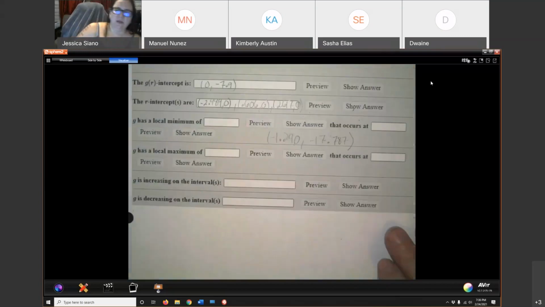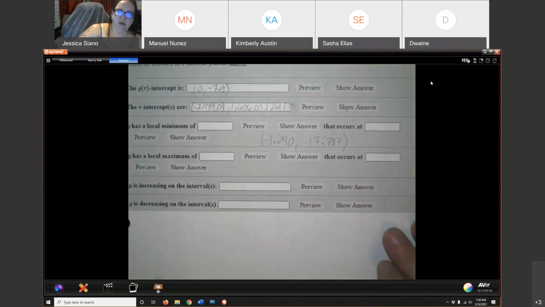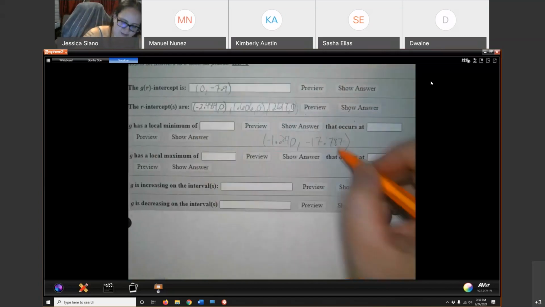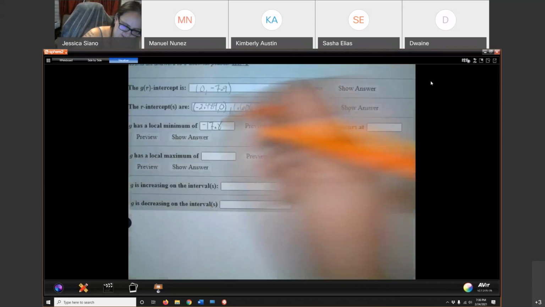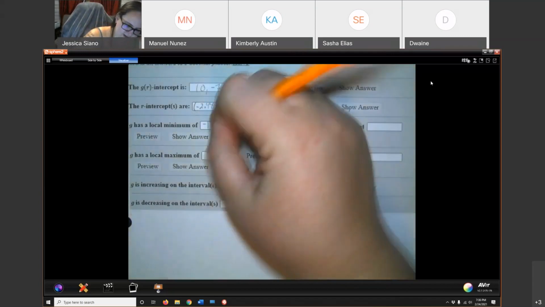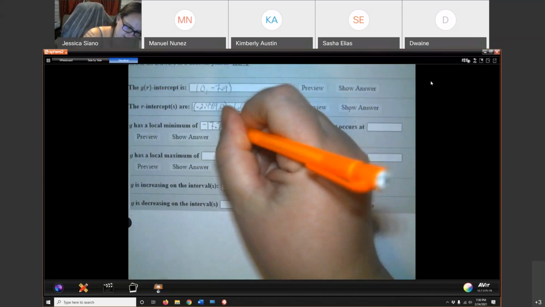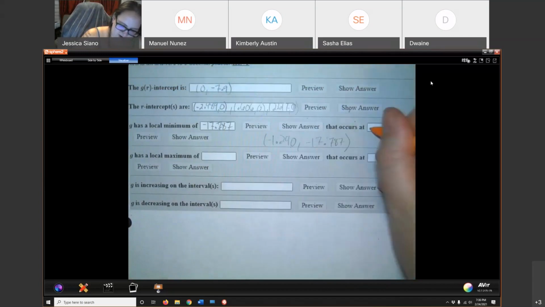Okay. So when I write this in, I'm going to put a minimum of -17.787 at, don't forget your r here, r equals -1.240.